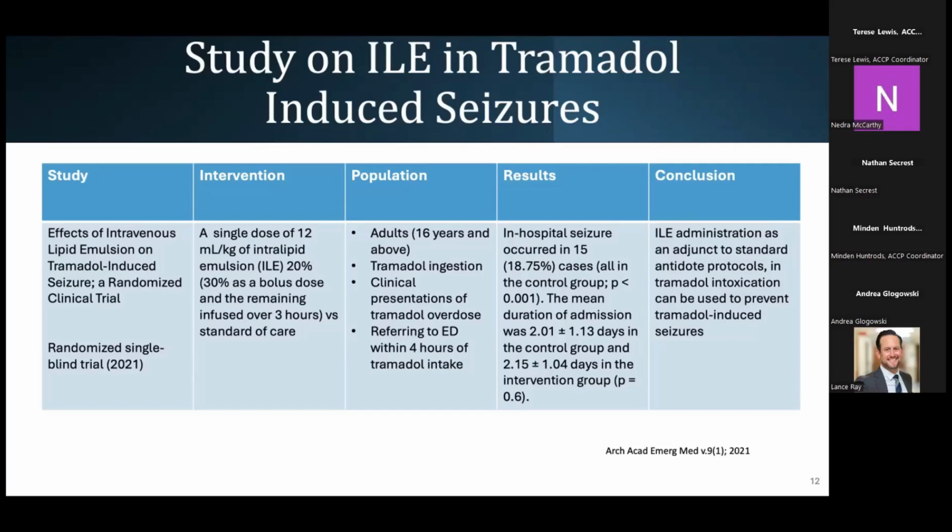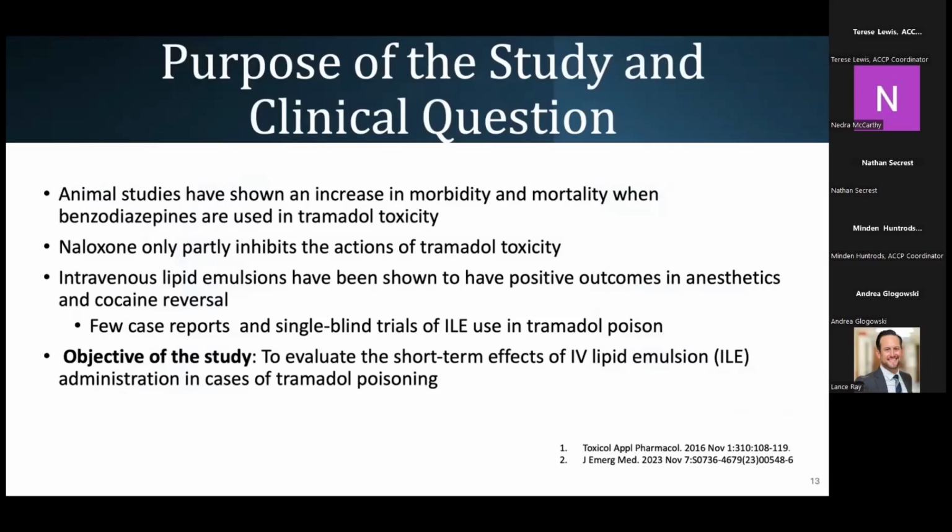But of course, seizure can occur at any dose, as little as 50 milligrams per day, especially if given in combination with other medications that can increase serotonin. But this study didn't look at those parameters. As for animal studies, as mentioned, a lot of the studies that were done involved animals, and animal studies have shown that despite benzodiazepine being the first-line agent of choice to arrest seizures in patients who are taking tramadol, it increases the morbidity and mortality when used.